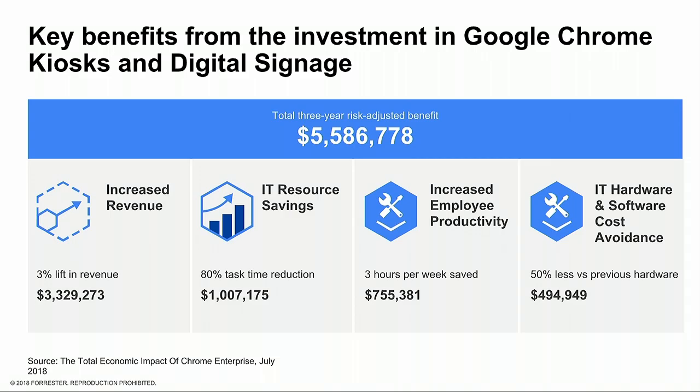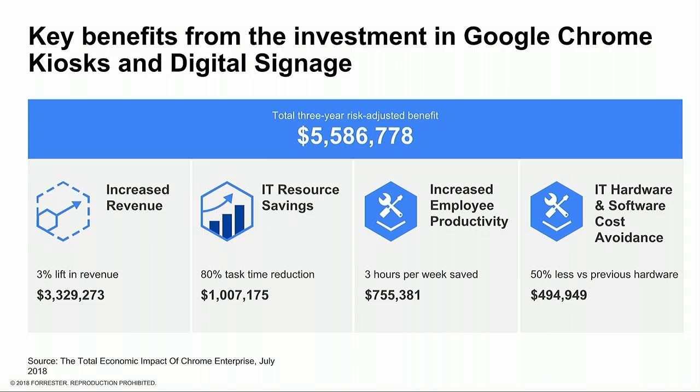Now, the second category is IT resource savings. I think we've seen this throughout, but these devices are a lot more cost-effective to manage than their comparable solution. In fact, 80% task time was reduced, is what the customers told us, in managing these devices. And so that led to about $1 million in savings over the 3-year period. Third here is increased employee productivity of about 3 hours per week. Okay? There's quite a bit of savings just from being able to centralize the content of these signs. And so in that manner, organizations were seeing savings of about 3 hours per week. $755,000 over 3 years of savings.